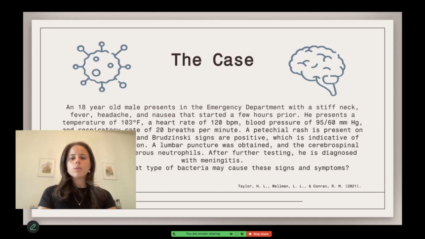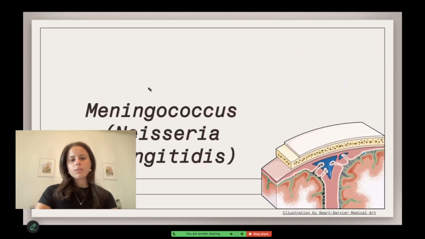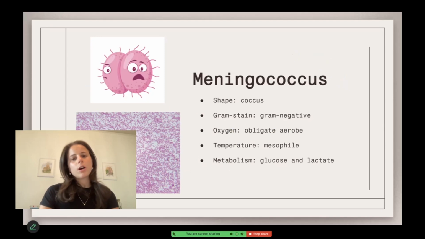A lumbar puncture was obtained, and the cerebrospinal fluid reveals numerous neutrophils. After further testing, he is diagnosed with meningitis. The infection by what type of bacteria may cause these signs and symptoms? Meningococcus, or Neisseria meningitidis. So, meningococcus is a coccus-shaped bacteria that is gram-negative.